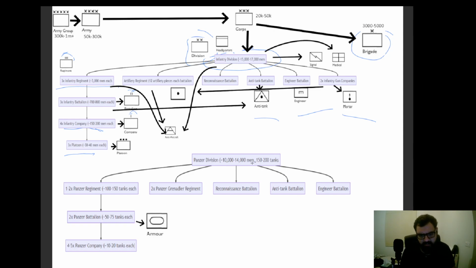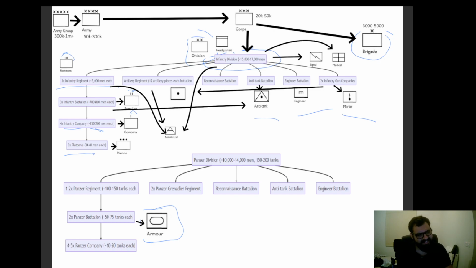Now, for a Panzer division, things are practically the same. The only difference is that the symbol for armor is this thing here, and it constitutes 1 to 2 regiments that have from 100 to 150 tanks each, in total around 200 tanks.